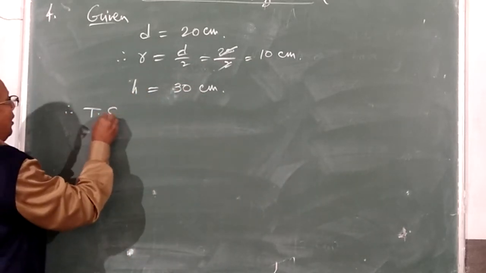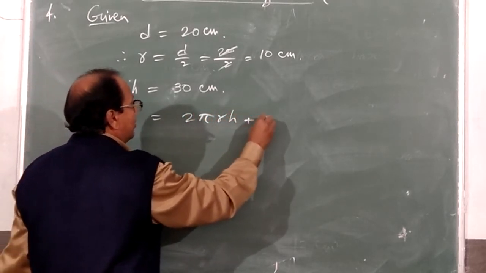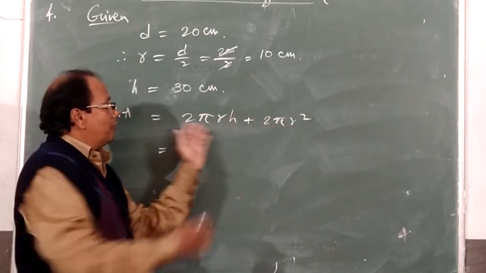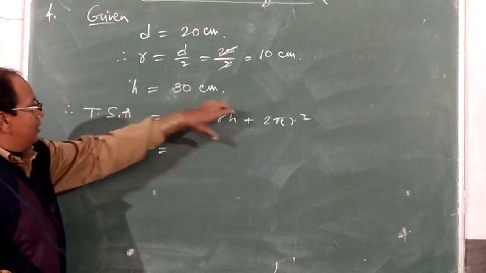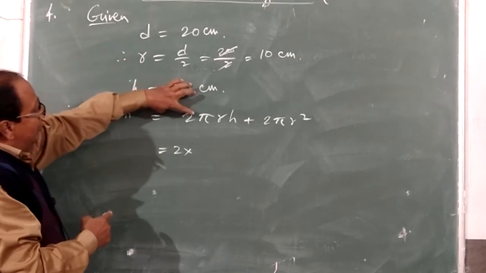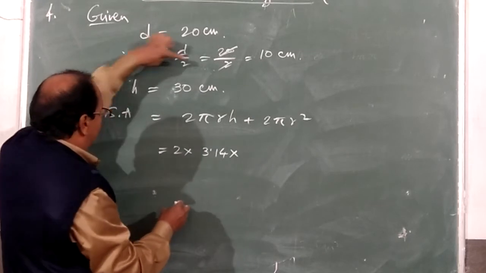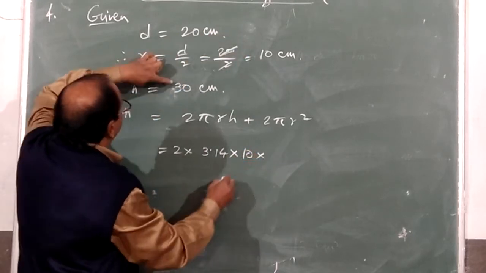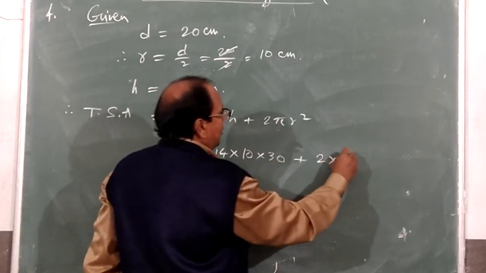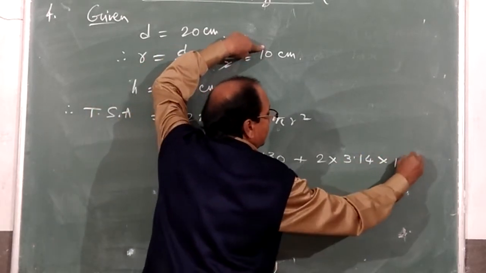Therefore, total surface area equals 2 pi r h plus 2 pi r square. We can put the value in two places, or you can take the common 2 pi r. I think this is easier. So 2 into, now we will use the value of pi 3.14, 3.14 into radius 10 into height 30 plus 2 into pi 3.14 into radius 10 square.